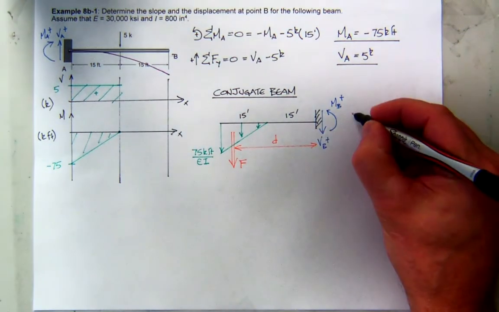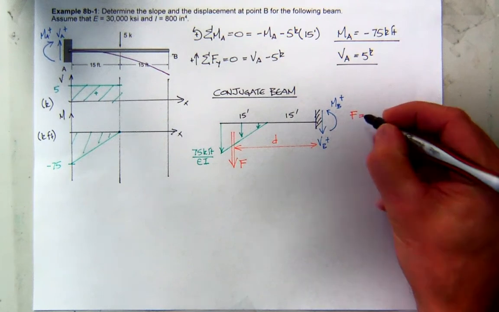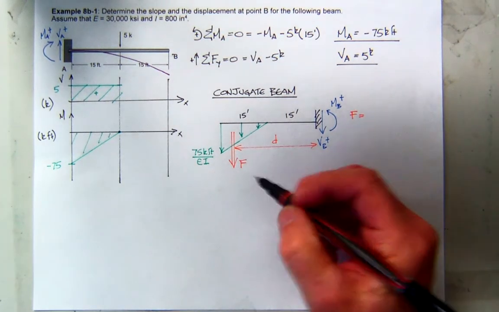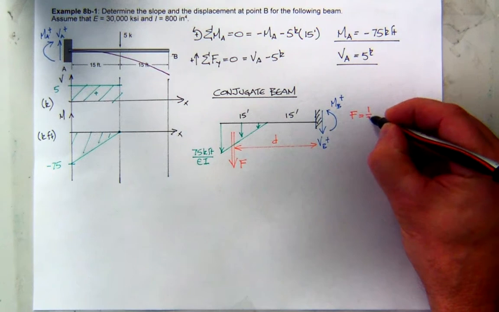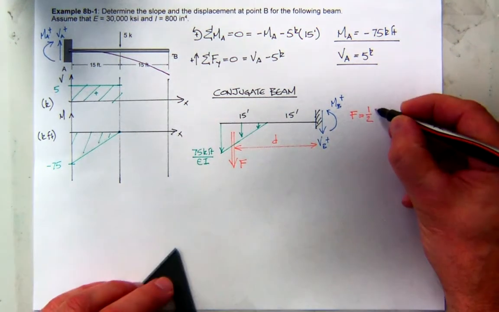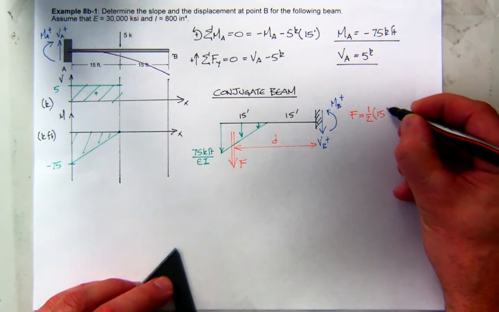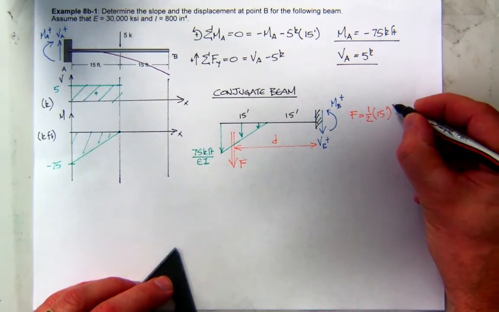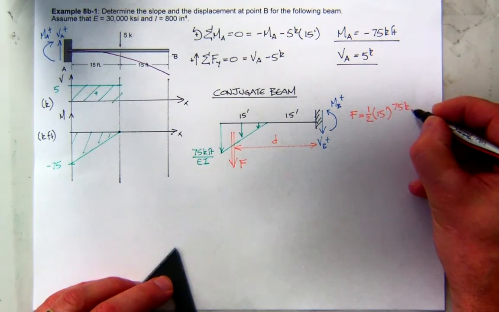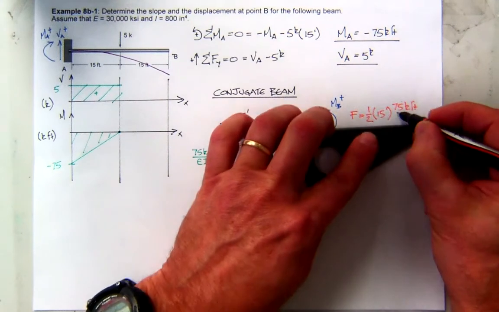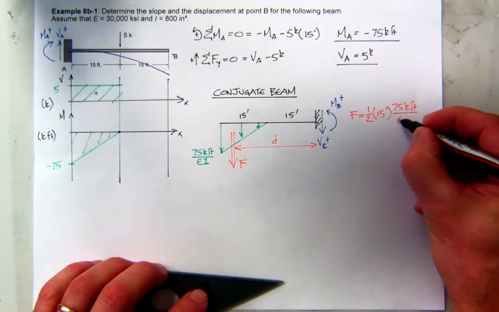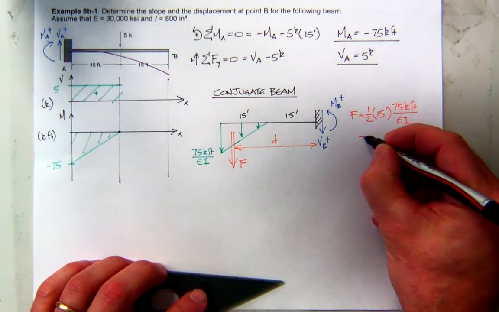So first, what is F? Well, it's the area of the curve, right? Yes. And that is 1/2 the base, which is 15 feet, times the height, which is 75 kip feet, divided by EI. And what is that equal to?